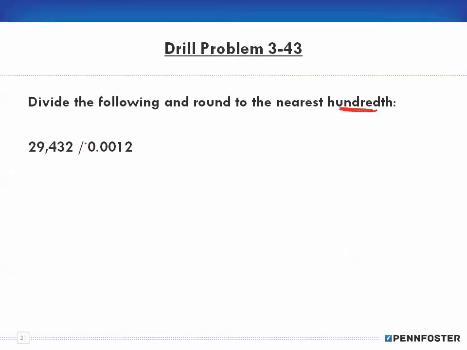Before I get started, notice that this here is 29,432 divided by 0.0012. Now before I get started, I'm just going to bring up a concept, an idea, a theory, and let you see it. Get a blue pen here. I want you to understand the theory or the idea behind this, but I'm going to use a different example.